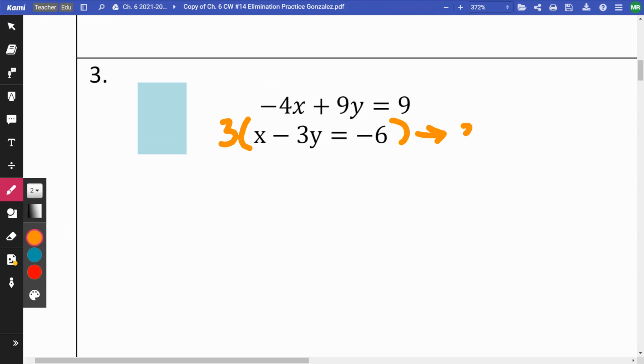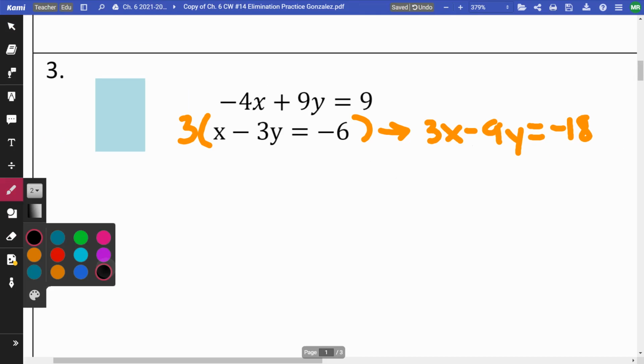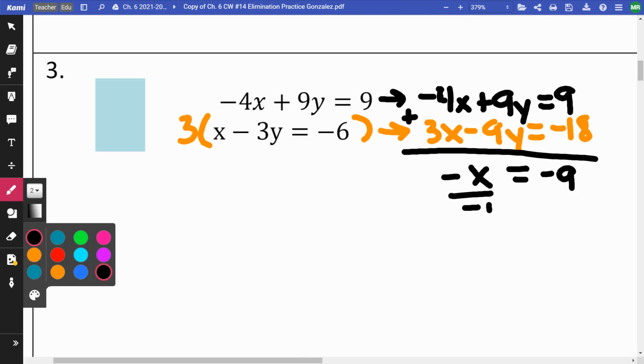So that's going to give me 3x minus 9y is equal to negative 18. My top equation is going to stay as negative 4x plus 9y is equal to 9. We add these up. I get a negative x, my y's cancel out, is equal to negative 9. And I'm going to divide by a negative 1 to get a positive x is equal to 9.